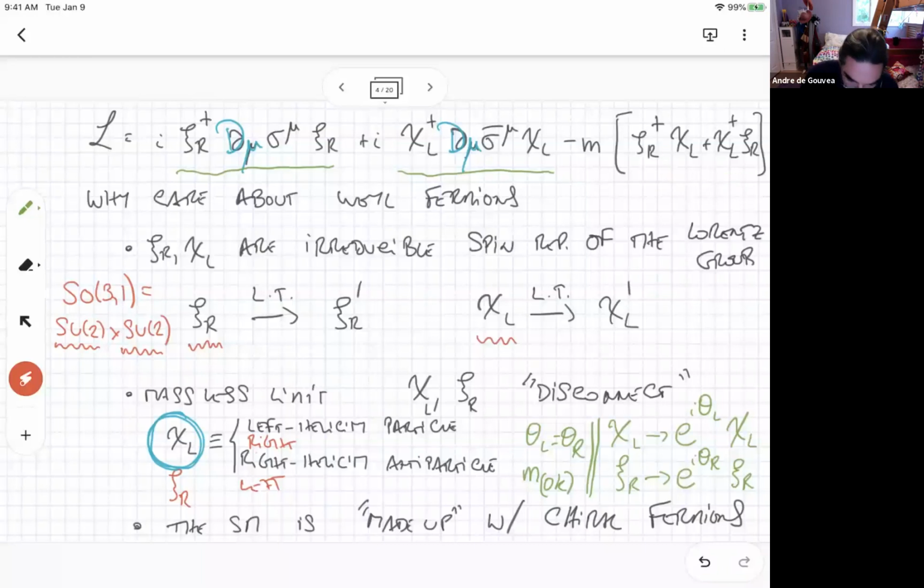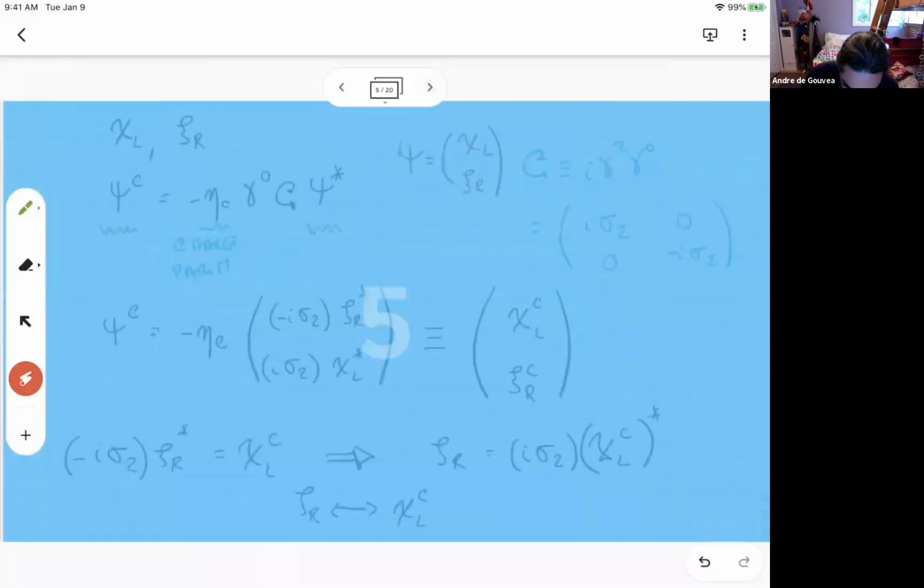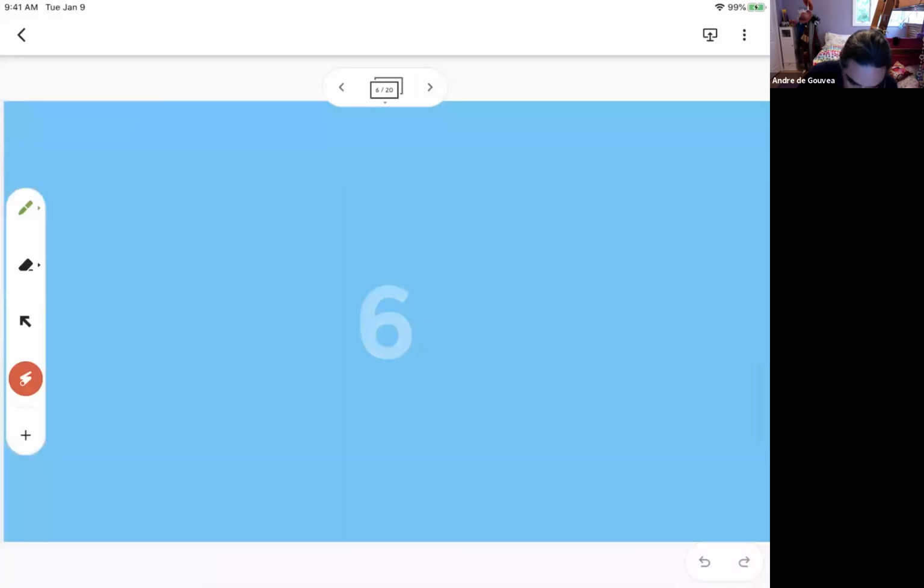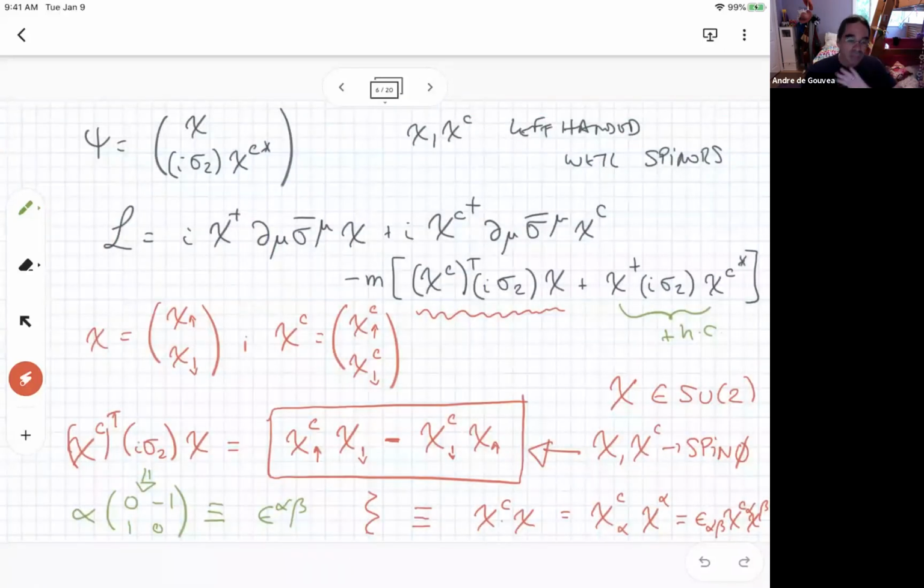And this is what we're going to talk about. Then, just as another reminder, the other thing that we did is we did away with the right-handed fields by replacing them with their complex conjugates, if you want to think about it that way. And the story is exactly the same.